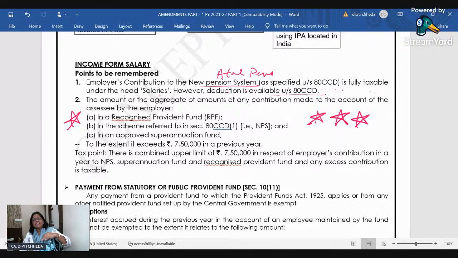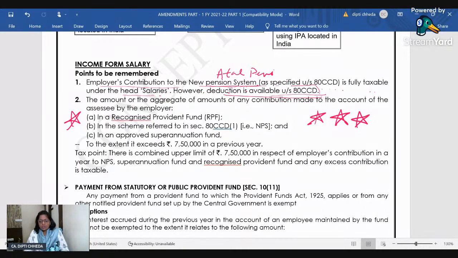You remember the 80CCD(1) and (2) limit is 10% of basic and DA. So the employer's contribution will be fully taxable in salary under the new pension scheme, but you get a deduction in 80CCD up to a limit that you will study in the deduction chapter.